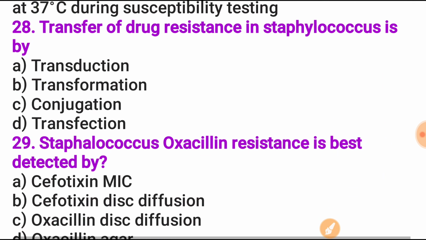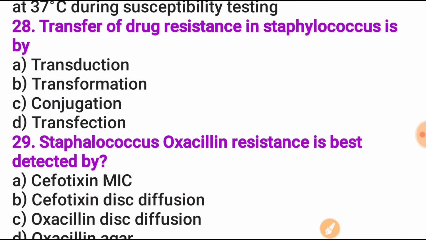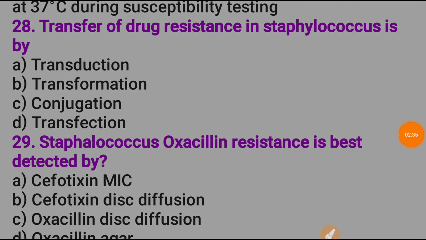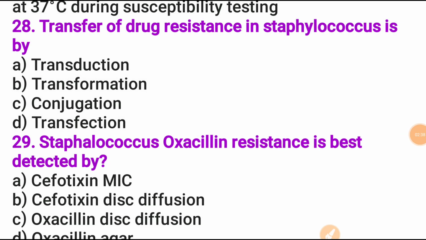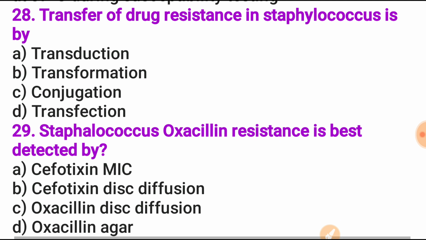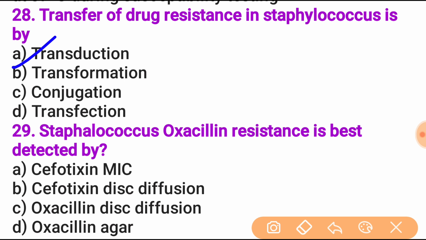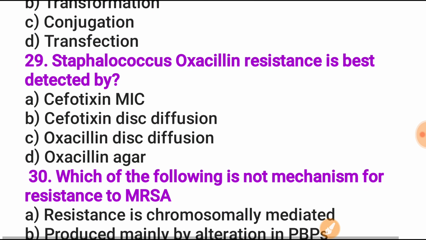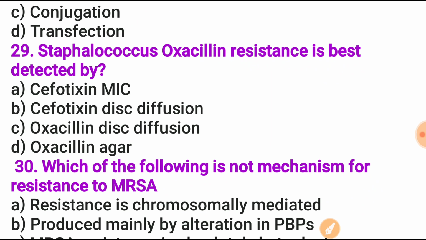Next: the transfer of drug resistance in Staphylococcus is by transduction, transformation, conjugation, or transfection. Here transduction is the more correct option. So transduction is the correct answer.